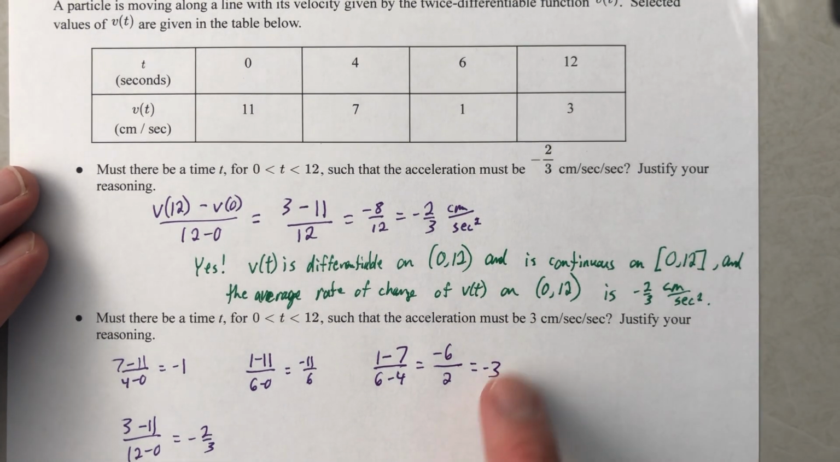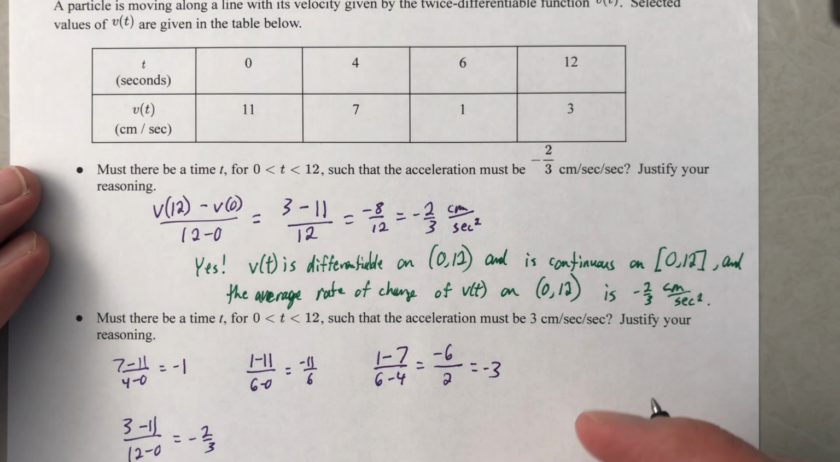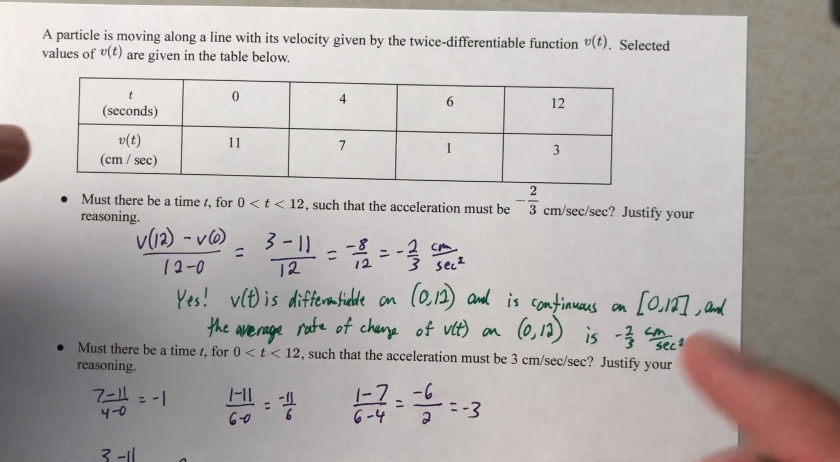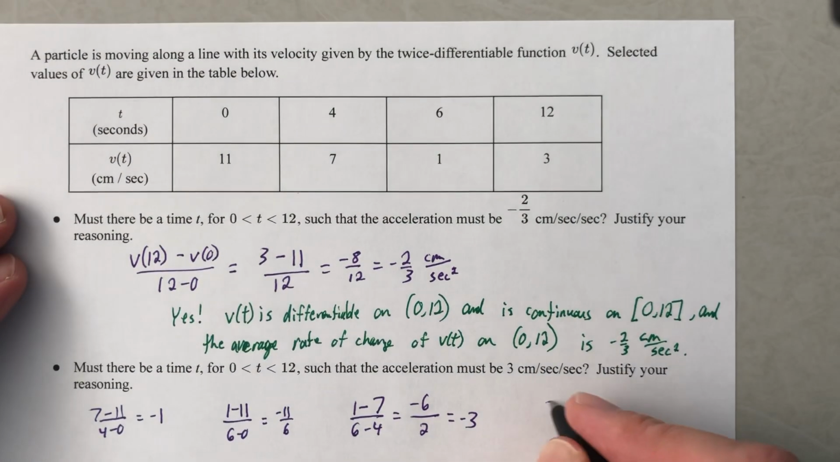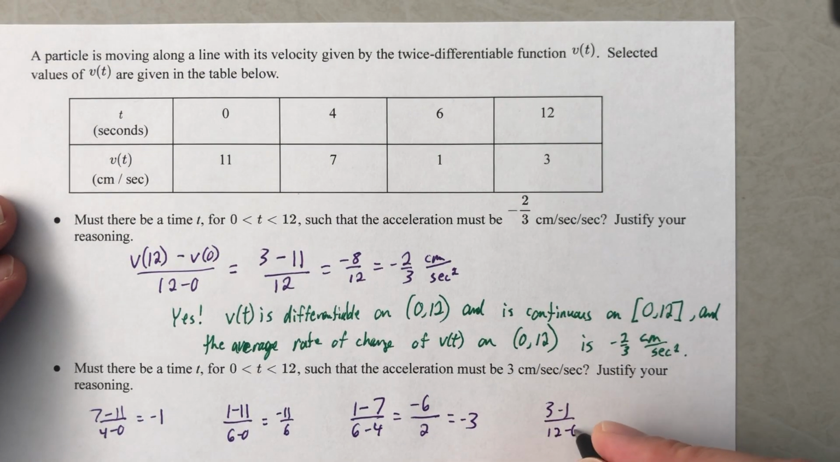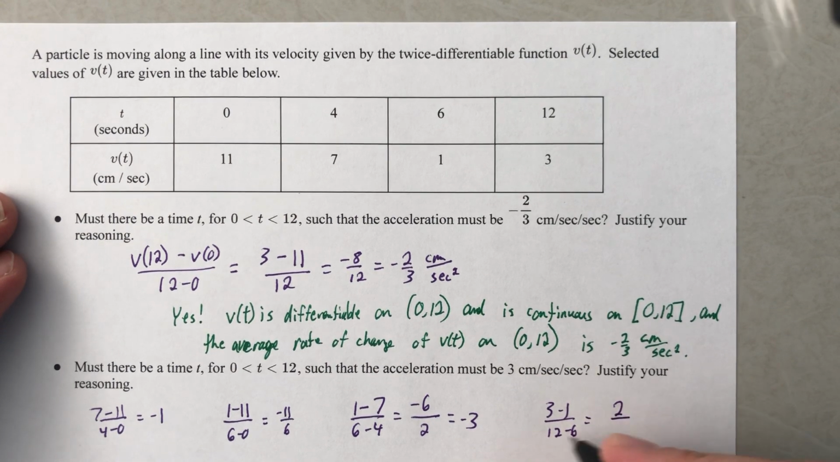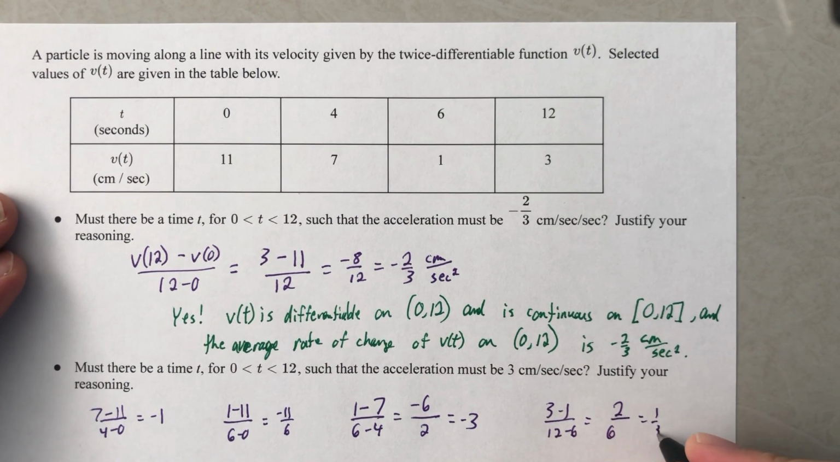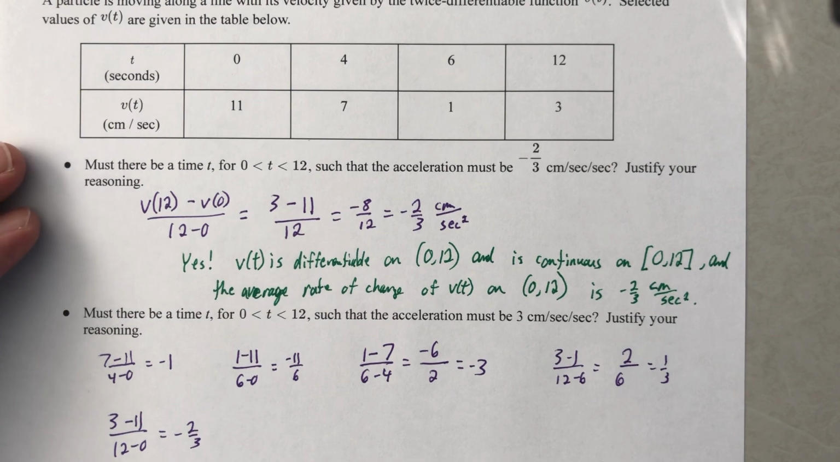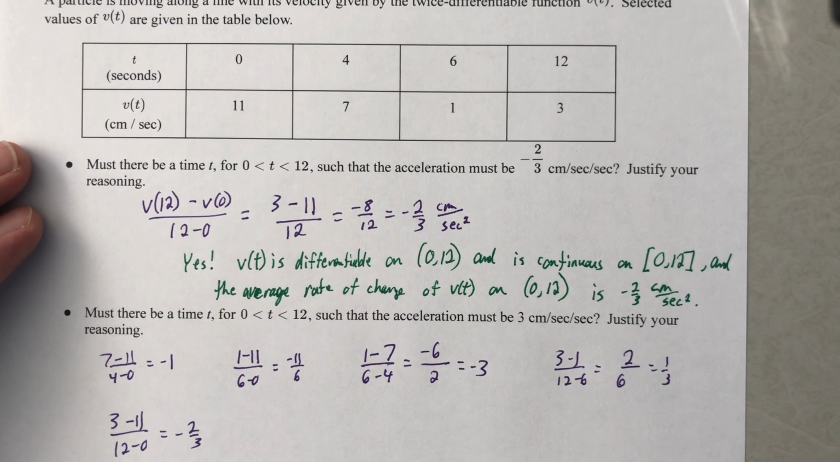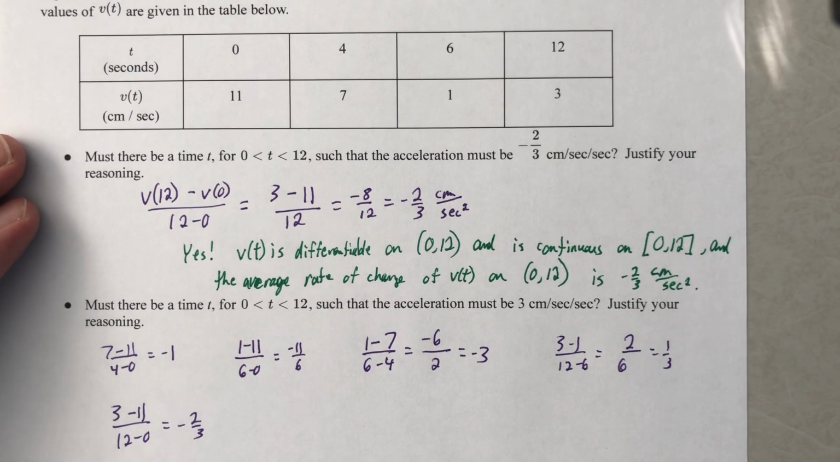No, actually, that'd be negative, and I want it to be positive. And from here to here, we could say 3 minus 1 over 12 minus 6, and that'd give me 2 over 6, so 1/3. So no. The average rate of change of the velocity is never equal to 3. I'm going to write that down word for word in just a second.